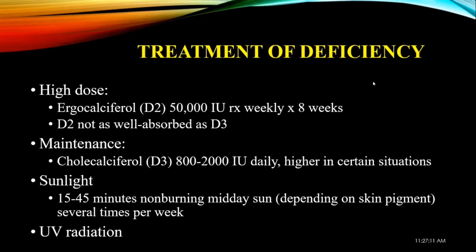So treatment of deficiency: high-dose ergocalciferol, 50,000 international units, once weekly for 8 weeks. And ergocalciferol, that is D2, is not as well absorbed as cholecalciferol. For maintenance, cholecalciferol supplementation of 800 to 2000 international units daily, higher in certain cases. And sunlight: 15 to 45 minutes of non-burning midday sun, depending on skin pigment, several times per week.